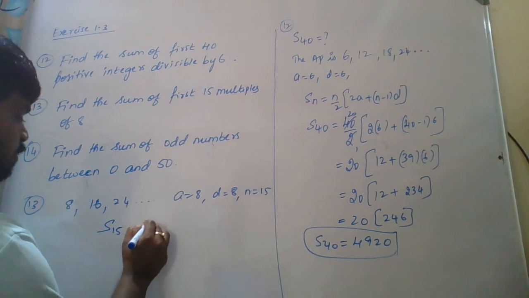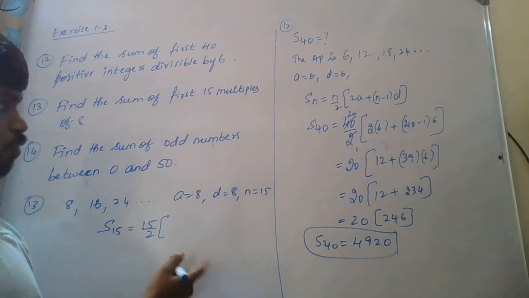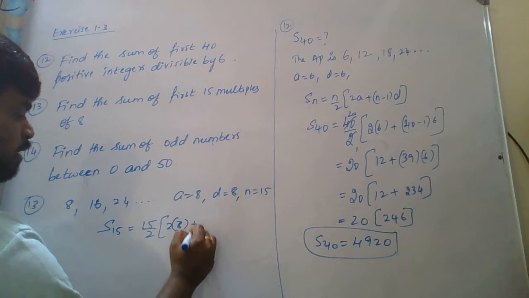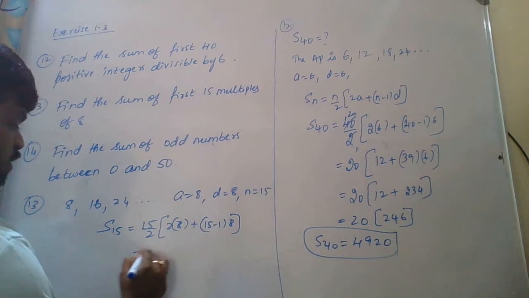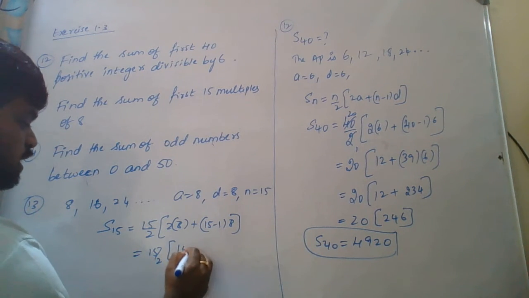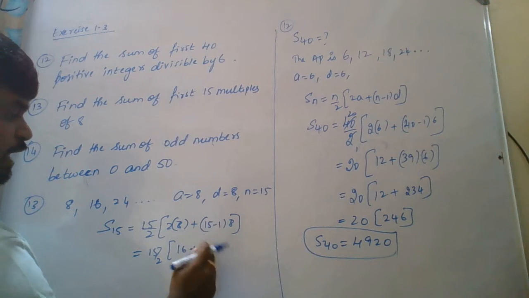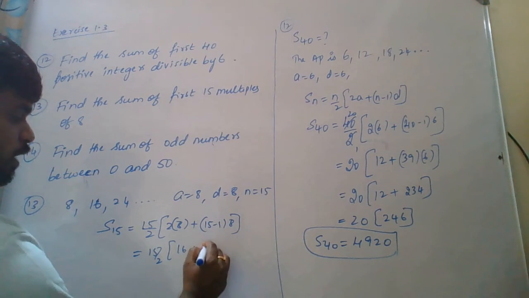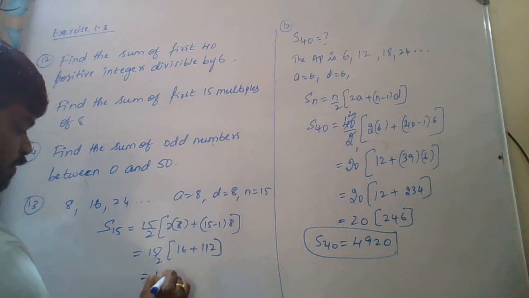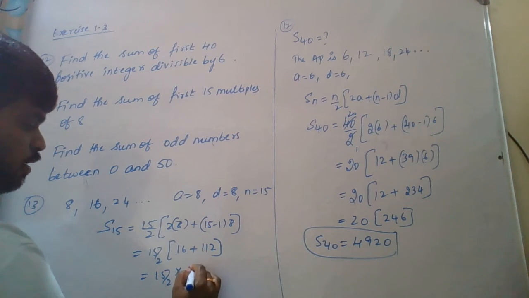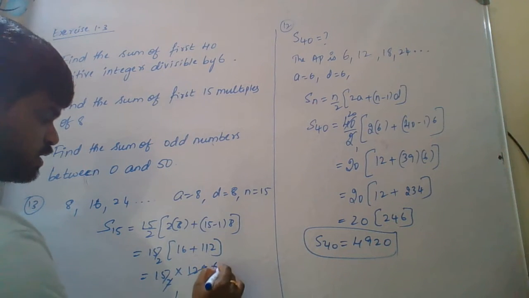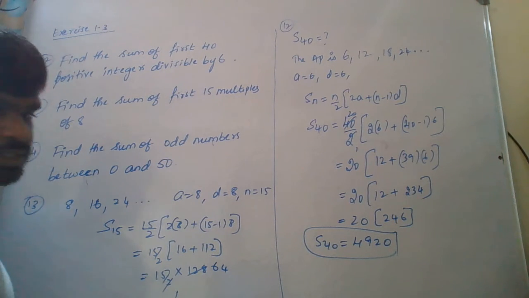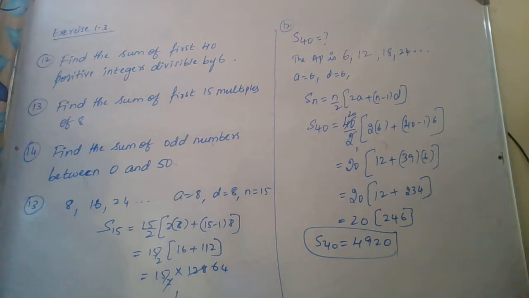Therefore, S15 will become 15 by 2 into 2A, that is 2 into 8, plus N minus 1, so 15 minus 1, into D, which is also 8. So 15 by 2 into 16 plus 14 (15 minus 1 is 14, and 14 eights are 112). So we get 15 by 2 into 128. 2 ones are 2, 64s are... So 15 into 64. If you just do it, you will get the answer. This is the answer for the next question.